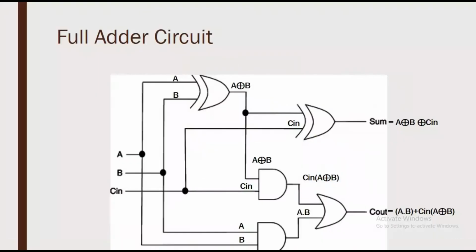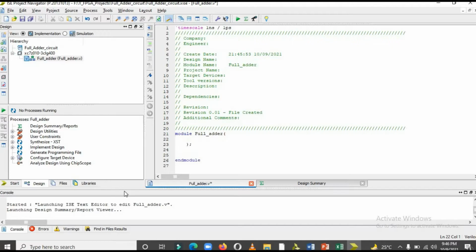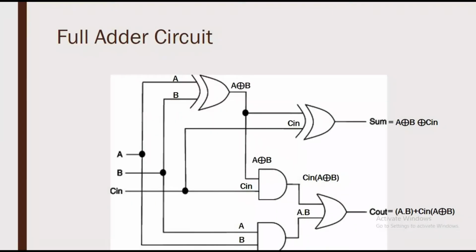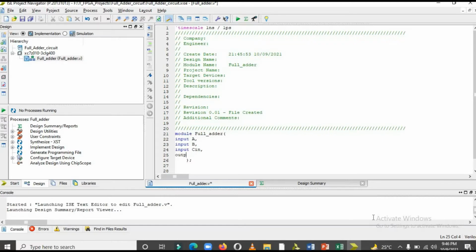Now because we have three inputs, A, B and C in, I need to define these inputs. Input A, input B, input C in, meaning carry in. And we have two outputs, sum and carry out. So output sum and output carry out.